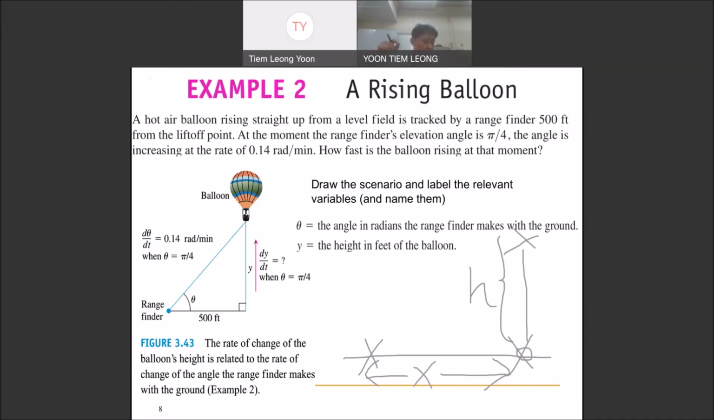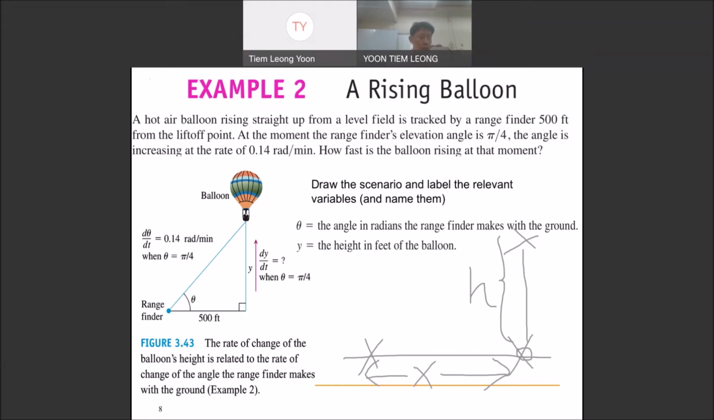Then you imagine the balloon is rising, and the height of the balloon from the ground level is labeled by a label of H. Right? So if you are able to do that, that means you are able to translate the scenario from the question into a graphical form for us the first time. Then when you have finished translating the scenario into graphical form, you translate it into equation form.